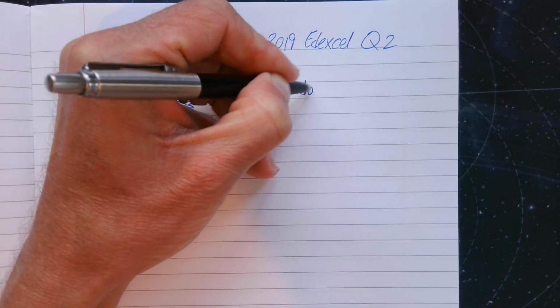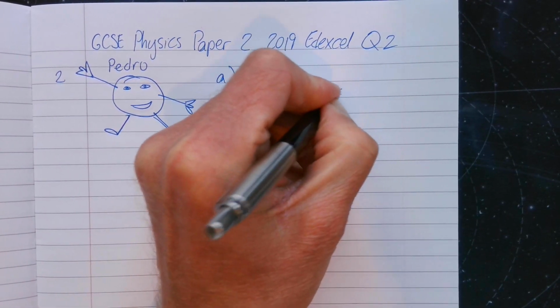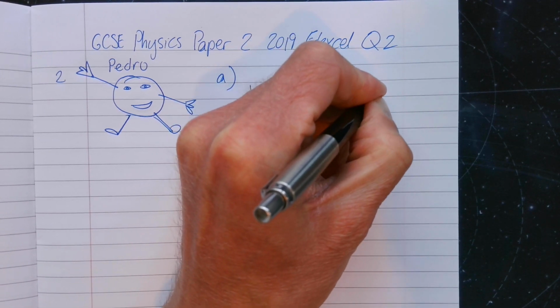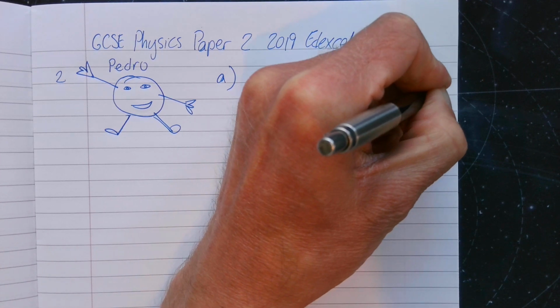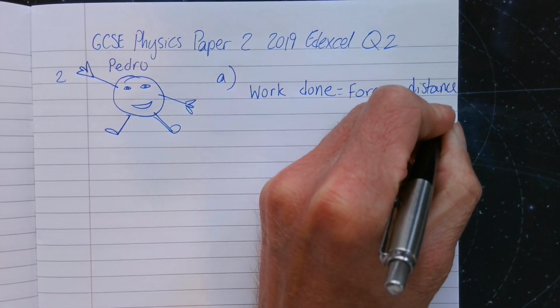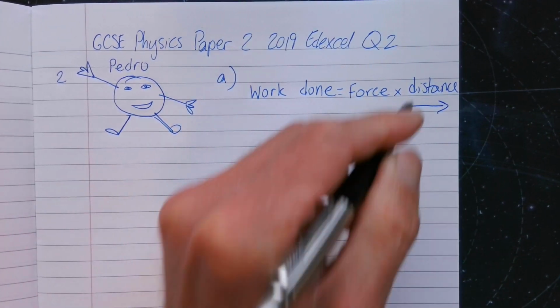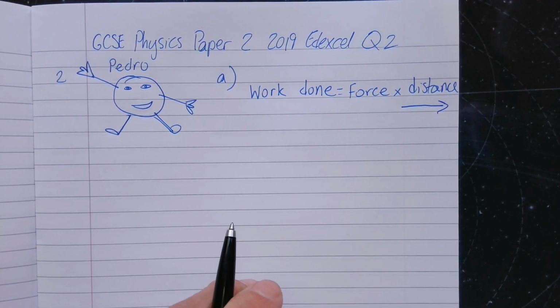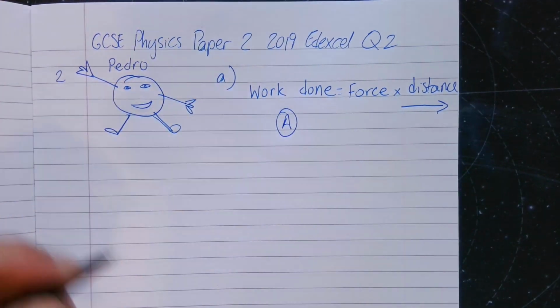So work done, so how much energy used to move something with a force. So we apply a force to something and we move it over a certain distance in the direction of the force. We multiply those two together and that gives us work done. So that is part 1.